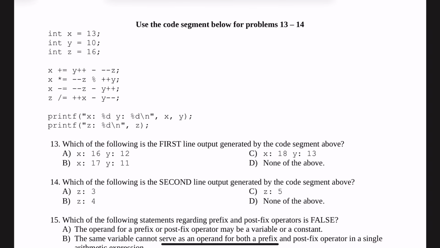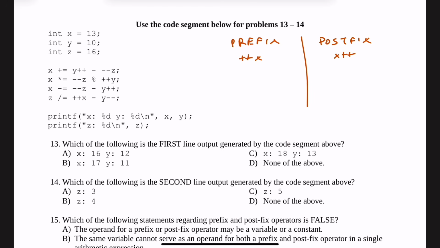Moving on to questions 13 and 14. Here we have the use of the prefix and postfix operator. So this really is a test of how well you can organize your work. So just as a reminder, for prefix and postfix, right, we have plus plus x, x plus plus.